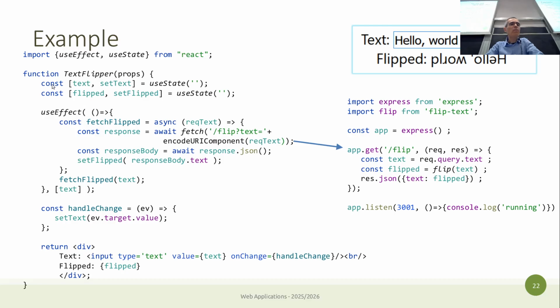So, example TextFlipperProps. It has a form, input type text, value text, onChange handleChange. That's a standard form, right? A controlled form component. Value text, where text is a state. In the beginning it's empty. Every time there is a change, we handle the change: setText with event.target.value, and we set the value in text. That's fine. Great.